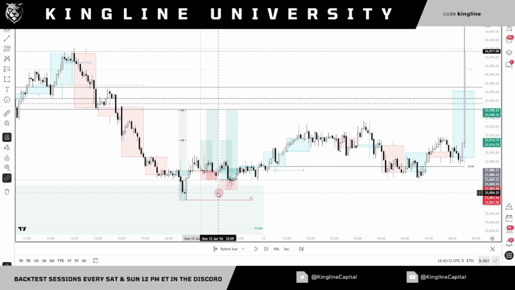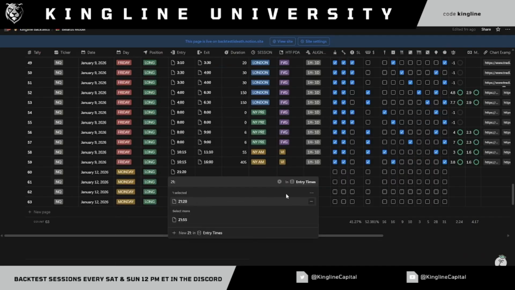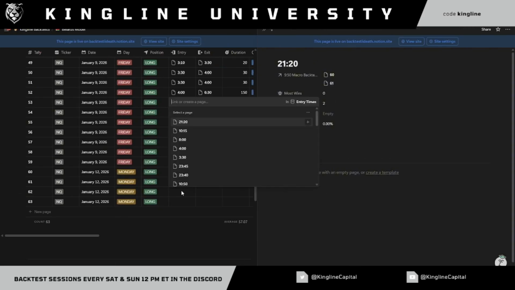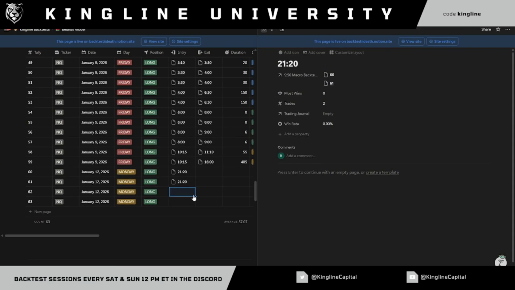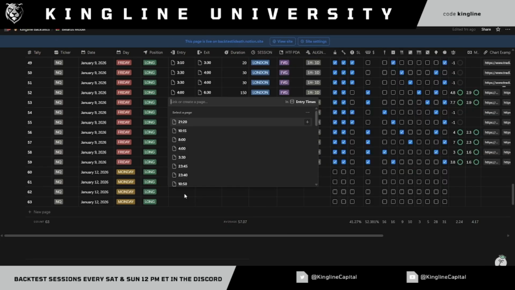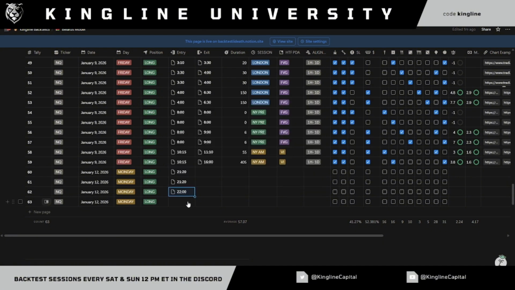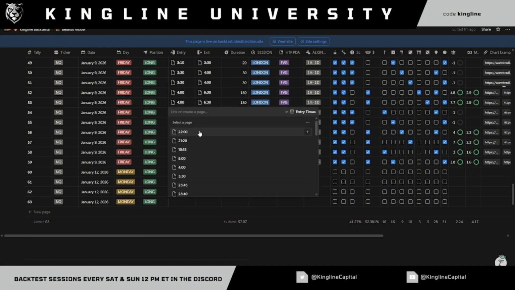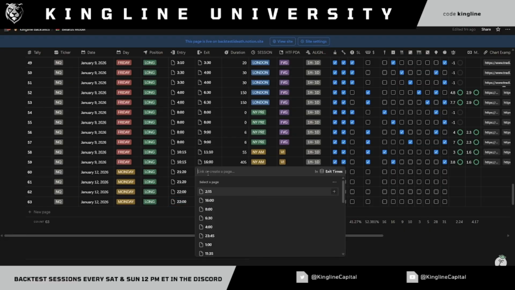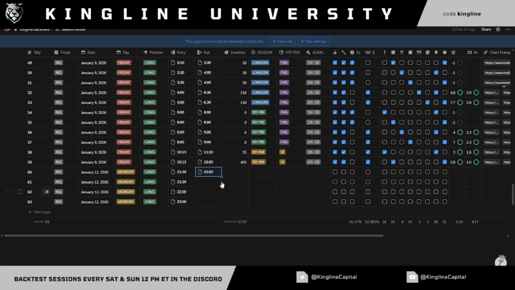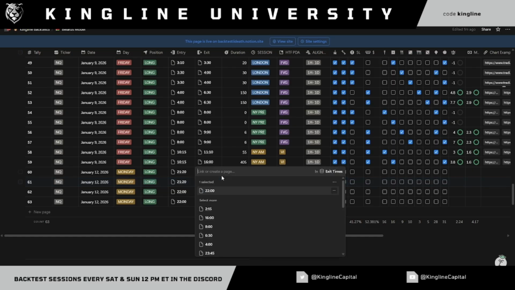2120. The next one gets entered into at 2200. What's easy about tracking this, even though there's a lot of moving parts and reps here, is that when rep 1 gets stopped out, rep 2 gets entered into. So it's really easy to remember like that.